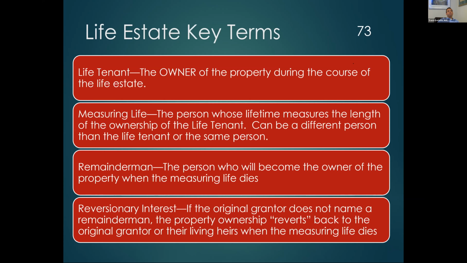Does the time always have to be the time of death? Could it be, for example, where your granddaughter reached a certain age and then they would receive the property? No, you can't do that. That's a trust. You've got to set up a trust for that. A life estate is definitely based on death. We should call them death estates because that's what they really are.